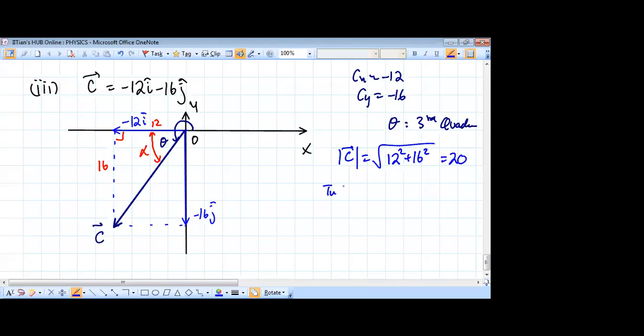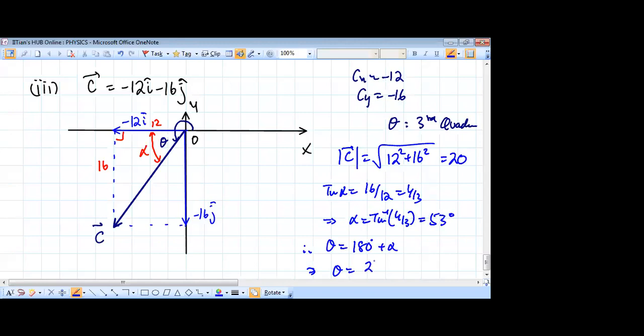So that is 20. But also you can see that tan alpha is equal to 16 by 12, or that is 4 by 3. So that means alpha is tan inverse of 4 by 3, which you know is 53 degrees. Therefore, theta is becoming how much? It is becoming 180 degrees plus alpha. So that means that theta is becoming 233 degrees.